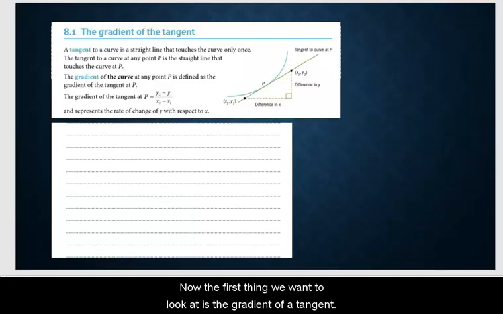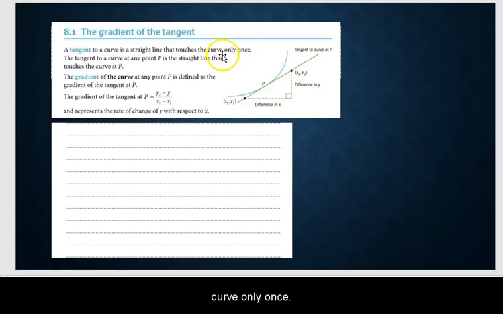Now, the first thing we want to look at is the gradient of a tangent. And earlier on, I have indicated what a tangent is. A tangent to a curve is a straight line that touches the curve only once. So you can see the curve. This is a curve. A curve is not a straight line. It is a curved line.